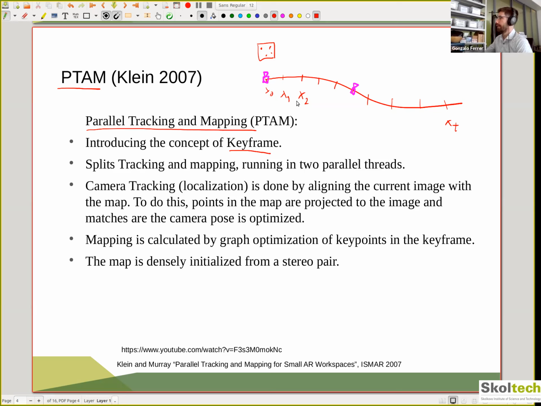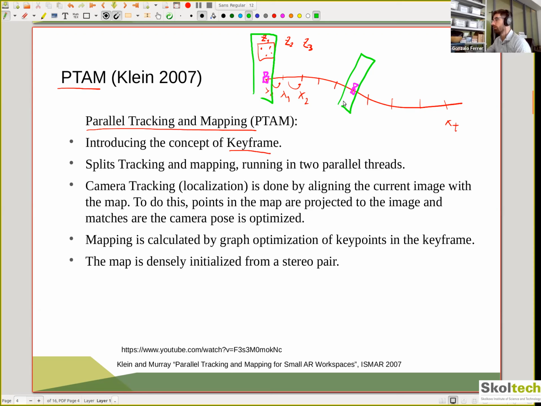So one can imagine, and this is the most logical assumption to make, right? That you just move over time and all these poses should be including their observations, right? So now the difference is that instead of taking into account all observations, what we are going to be doing is just selecting some of them, right? And we are going to be calling these keyframes.